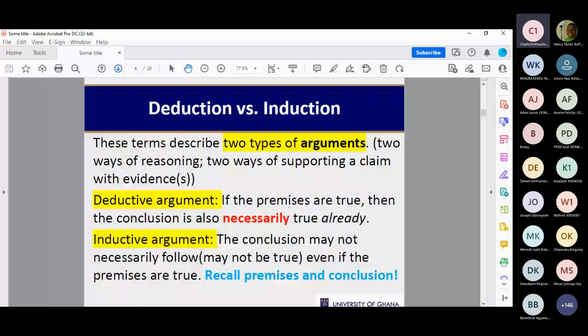Deduction versus induction. These terms describe two types of arguments, two ways of reasoning, two ways of supporting a claim with evidence. Deductive argument: if the premises are true, then the conclusion is also necessarily true. Inductive argument: the conclusion may not necessarily follow, or may not be true, even if the premises are true. Recall premises and conclusion.